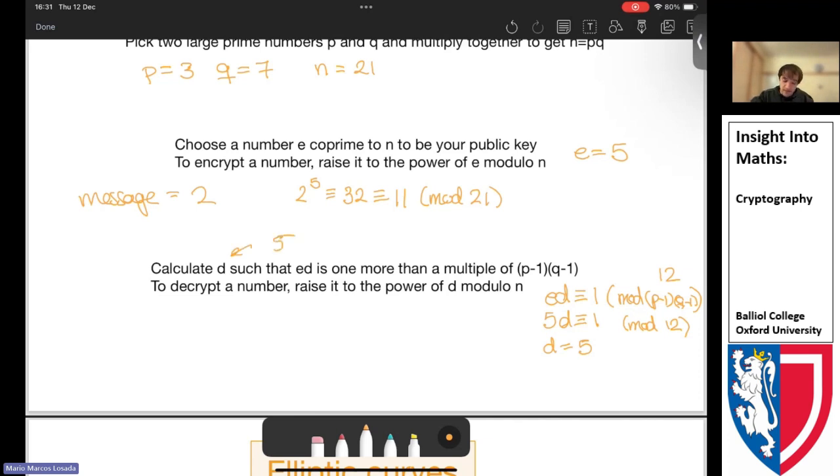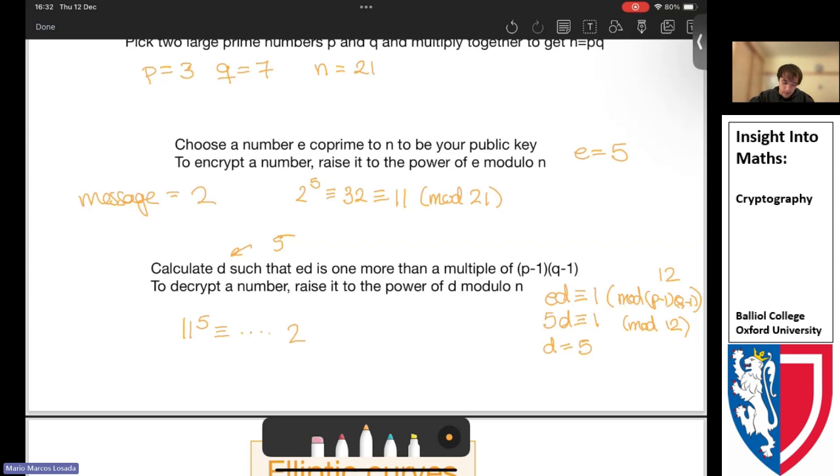Now, suppose that we have our message 11. If we want to decrypt it, all we need to do is just raise it to the power of 5 again. So we start with 11, we raise it to the power of 5, and then if we actually do the maths, and obviously a computer can do this really easily, we're going to see that we end up back with 2.